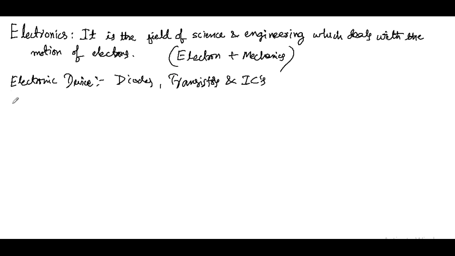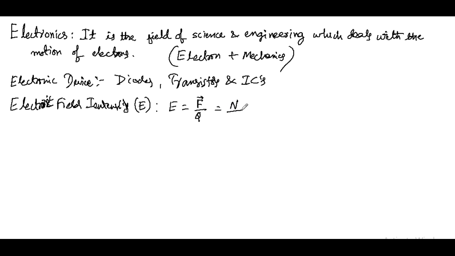Similarly, another parameter we use in this subject is electric field intensity, which is denoted by capital E. Electric field intensity is defined as the force acting on a unit positive charge. So we can write force by charge. Force units are newtons and charge units are coulombs. So the units of electric field intensity are newtons per coulomb.